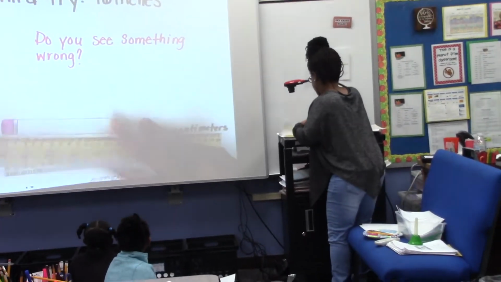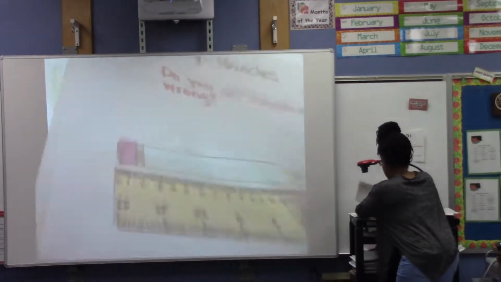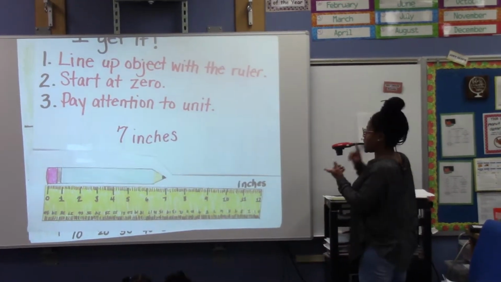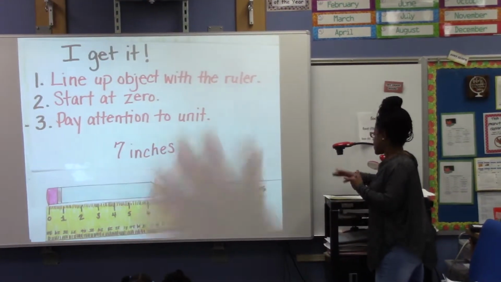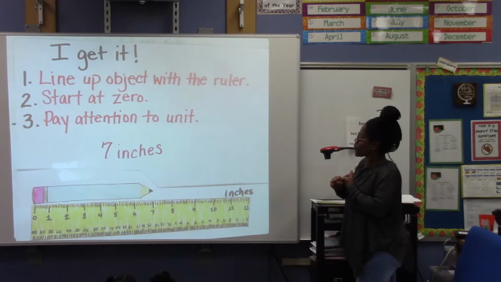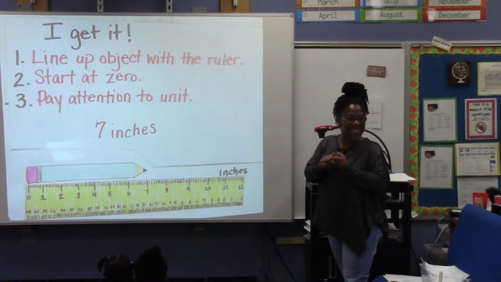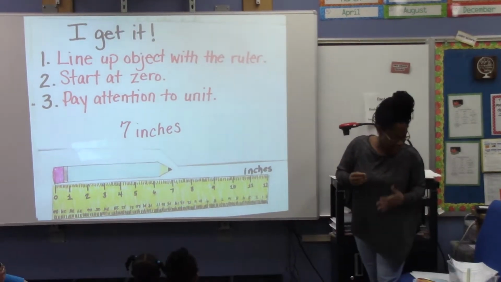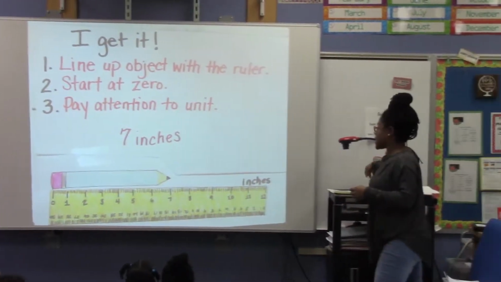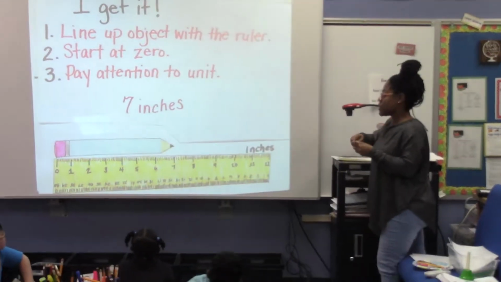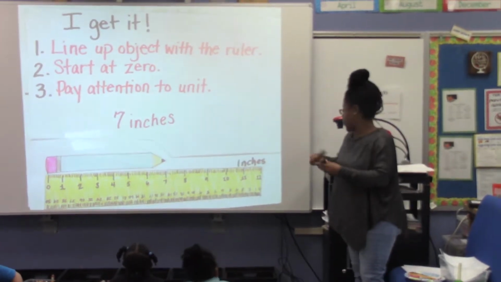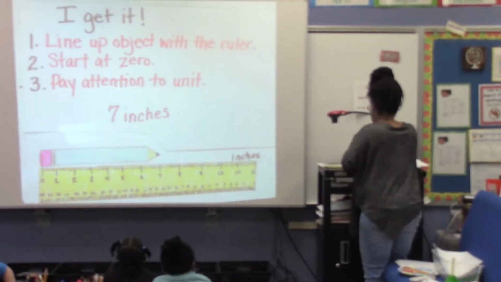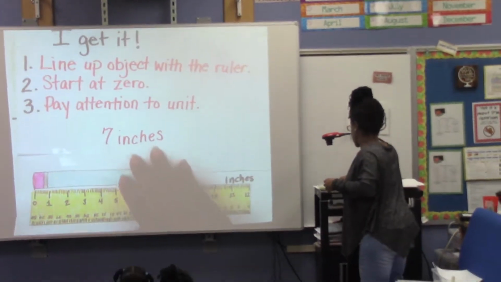All right, so I get it. I didn't line my object up with the ruler. I didn't start at 0, and I didn't pay attention to the unit. And the unit is inches, not centimeters. So, great job letting Miss JY know what she did wrong.